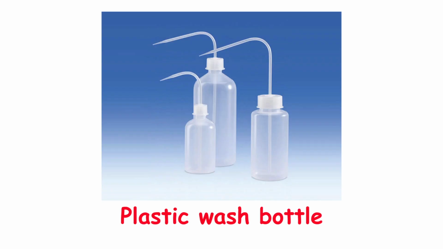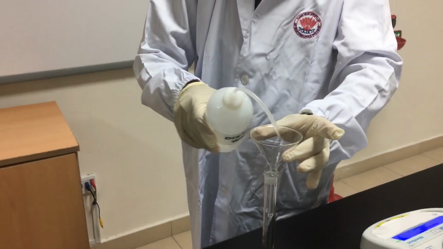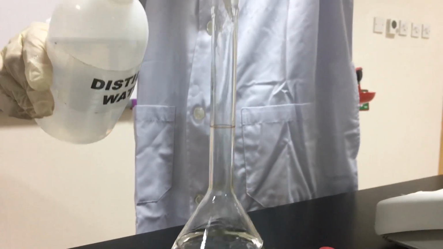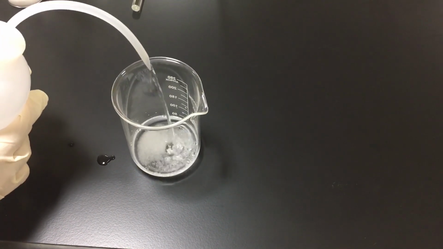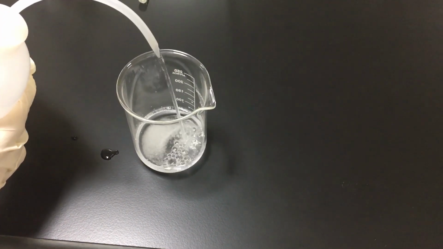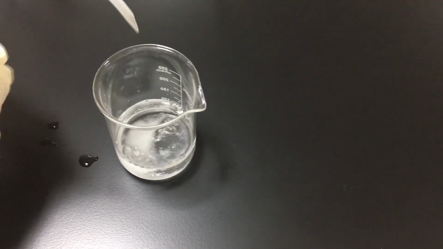Plastic wash bottle, mainly used for rinsing glassware and for dispensing small amounts of distilled water. It is mainly used when adding water for dissolving or for chemical reactions.